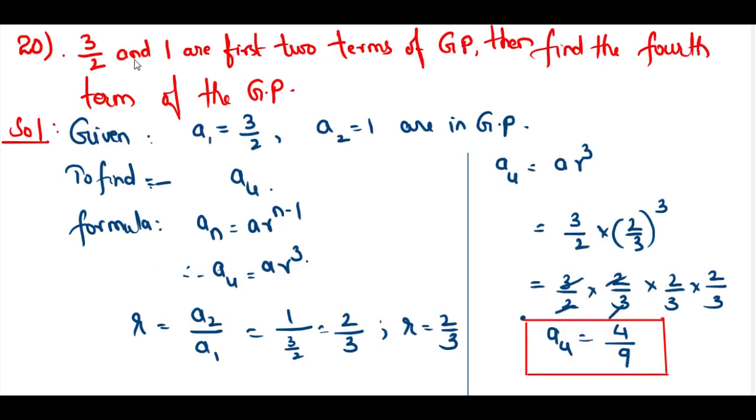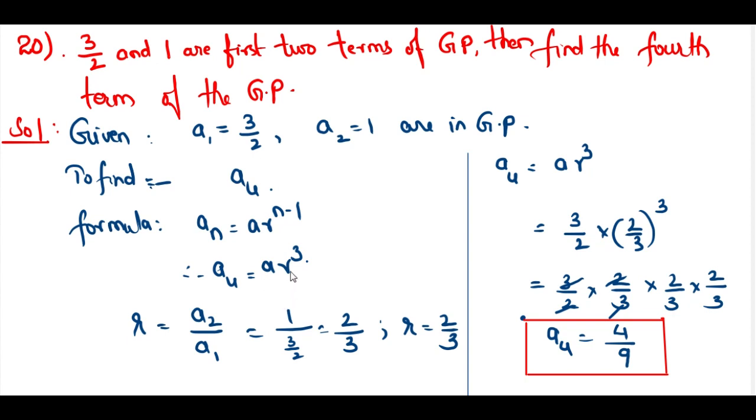Suppose 3 by 2 and 1 are the first two terms of a GP. Then we need to find the fourth term of the GP. So given is a GP and the first term is 3 by 2 and the second term is 1. We need to find the fourth term, okay, we need to find a4. The formula for the nth term is an is equal to a r to the power of n minus 1. Okay, so a4 is equal to a r to the power of 4 minus 1 is 3, a r cube. And so we know the value of a, that is the first term, and it is equal to 3 by 2 here.